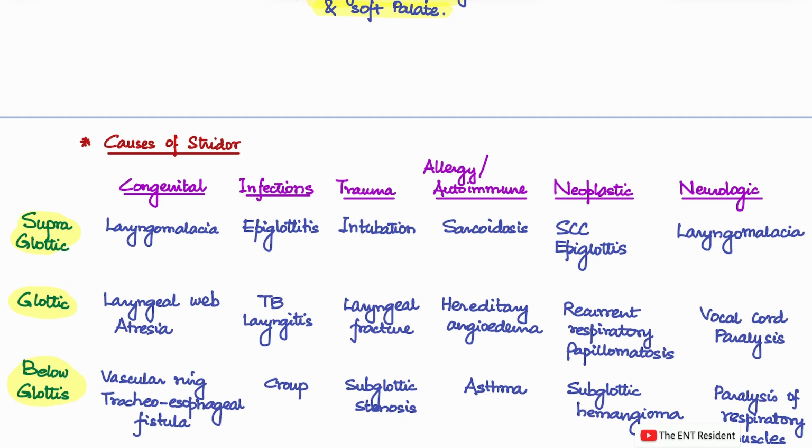And below the level of glottis, it can involve the subglottis or the tracheobronchial tree. There can be a vascular ring or a tracheoesophageal fistula. Croup would be the infective cause here, subglottic stenosis, asthma, subglottic hemangioma, and paralysis of respiratory muscles. This is, in rough, a list of the causes of stridor, a classification of it.